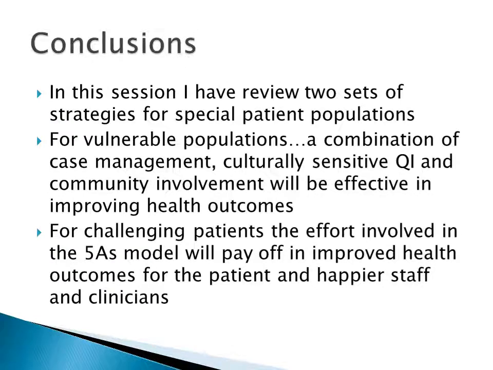In this session, I have reviewed two sets of strategies for special patient populations. The first are those vulnerable patient populations, which involves a combination of case management, culturally sensitive quality improvement, and getting the community involved in improving health outcomes. For challenging patients, the effort involved is what is called, I didn't name this, the 5 A's model. This is from another source. And it will pay off in improved health outcomes for patients, and I will tell you, a happier staff and clinicians.